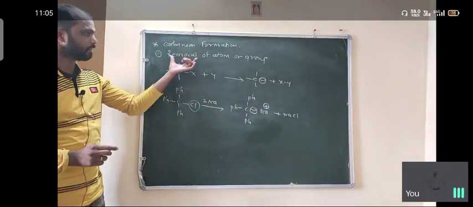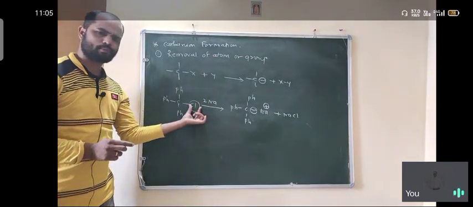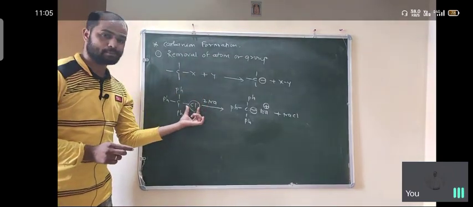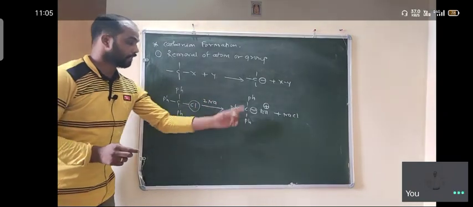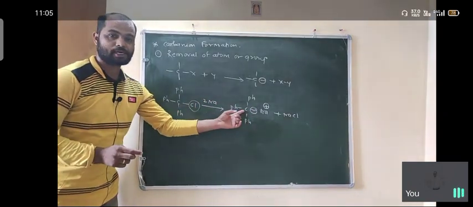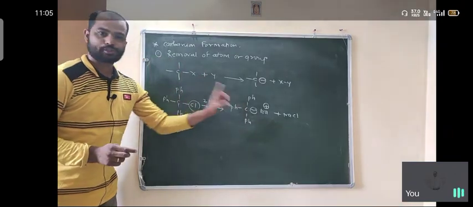So here is the removal of atom or group. Any group or any atom may be removed by a reagent, by any species, and if a negative charge is left on the carbon, we say there is a formation of carbanion.